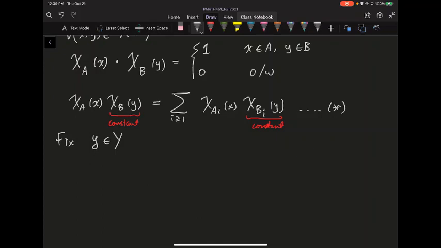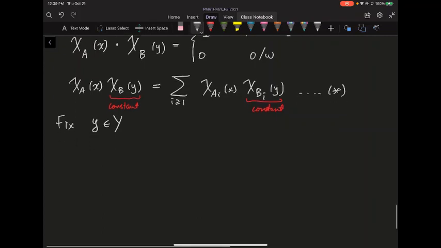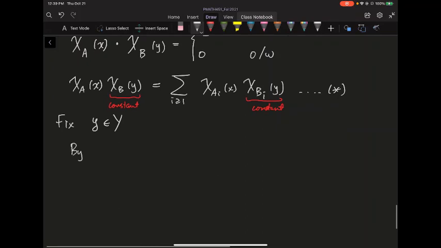On the right-hand side is equal to the summation of a bunch of constants times the characteristic function on ai. So by the MCT, because everything here is non-negative, you can just do the integral. So you have chi b of y times the integral of chi a of x. Here you do the integral with respect to mu, so let's say mu of x. So you're treating it as a function of x. So this is equal to the integral of the right-hand side.